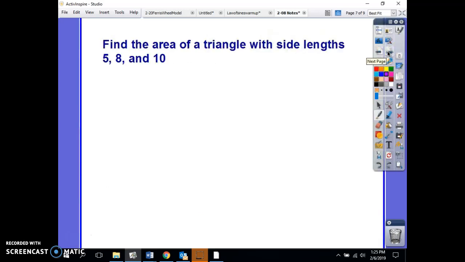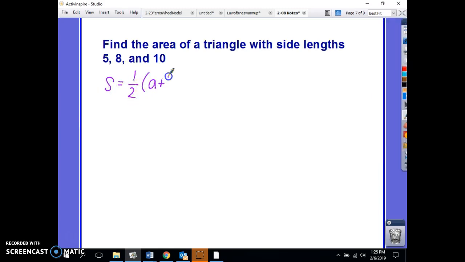So here is our example. Find the area of the triangle with side lengths 5, 8, and 10. So we are going to start by finding S, and that formula is 1/2 A plus B plus C, which is the sum of the three sides. So we're going to do 1/2 times 5 plus 8 plus 10. Okay, and when you do that, you get that S is 11.5.